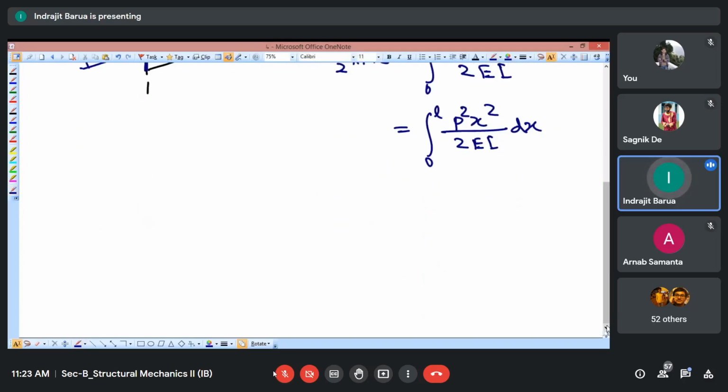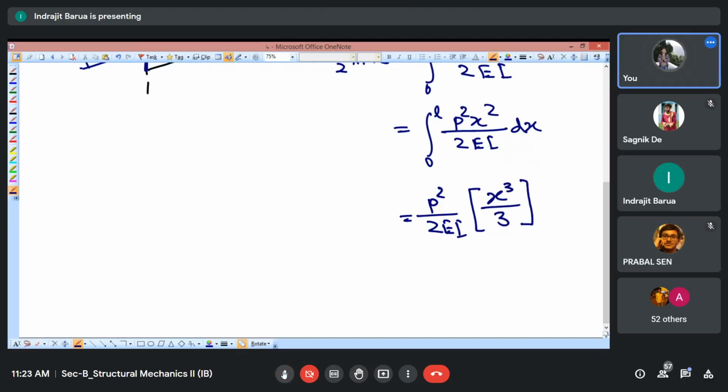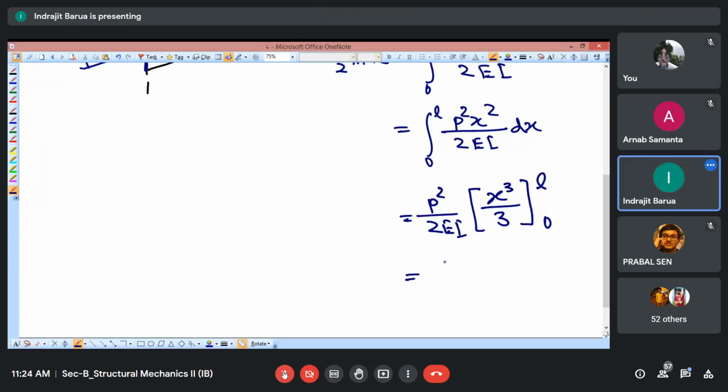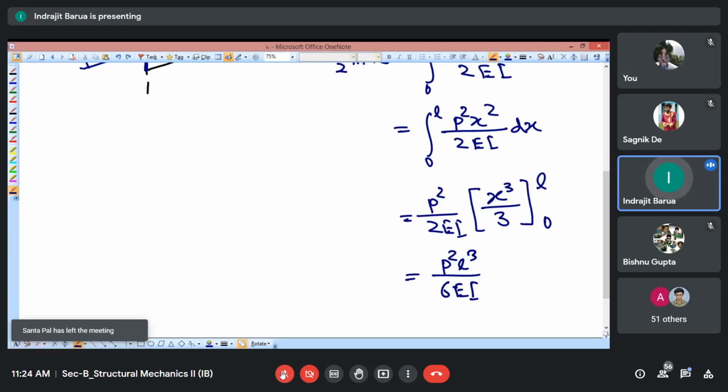Here for our case P is constant. P square by 2EI, and the integral of x square is how much? Tell me. L cube by 3. Okay, so the answer is P square L cube by 6EI. If you are interested in the strain energy, you are done. This is your strain energy, U is done.